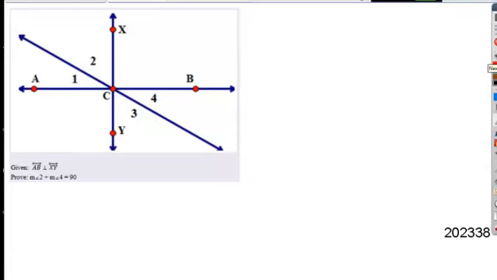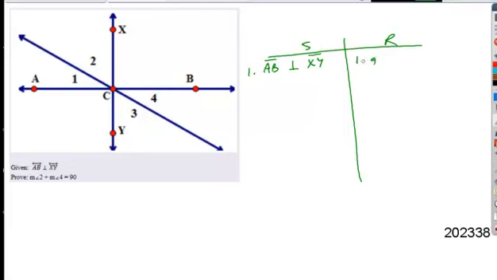Take this statement right here, or this proof, and we're given the following. All we're told is that AB is perpendicular to XY. Okay, so there's our given piece of information. If I were to label that, I know that these form right angles here, they're perpendicular to each other.